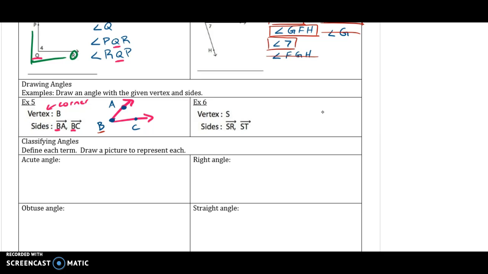And go ahead and try example 6. You should get something with S in the middle, R on one side and T on the other.